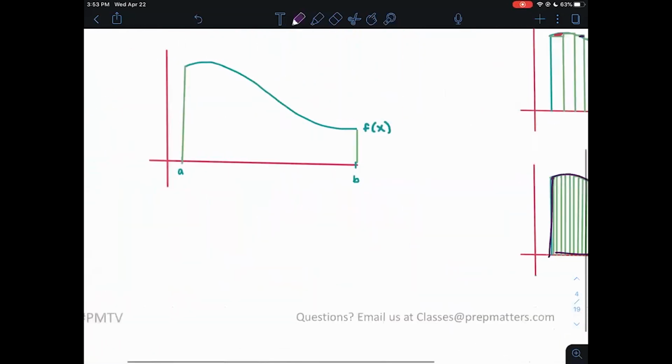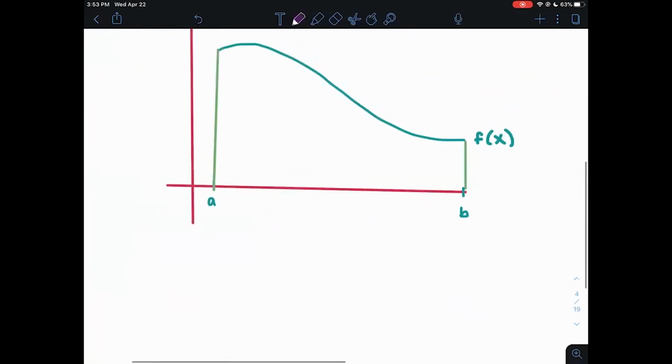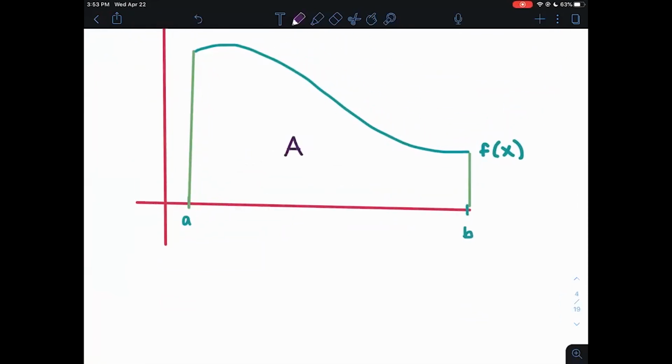So in calculus notation, that looks like this. Let me actually go back to this. I'm going to say this area of my shape is called A.